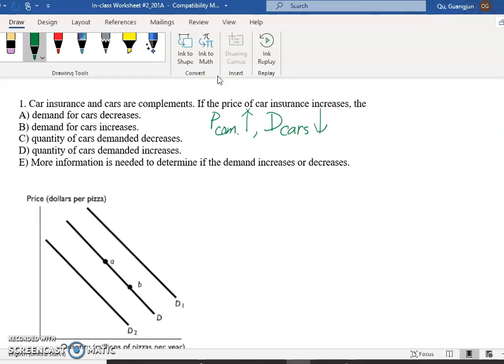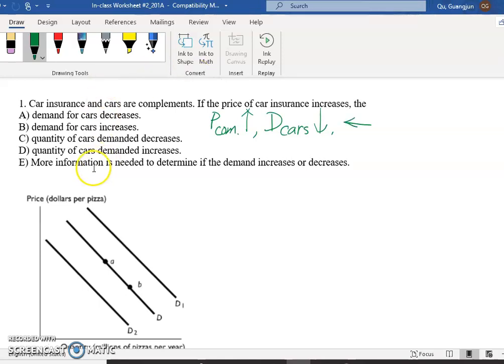Because now the bundle, which includes car insurance and cars, becomes more expensive, people are less likely to buy cars. The demand goes down, and then, as we just said, leftward shift means less. So we're shifting the demand curve to the left.